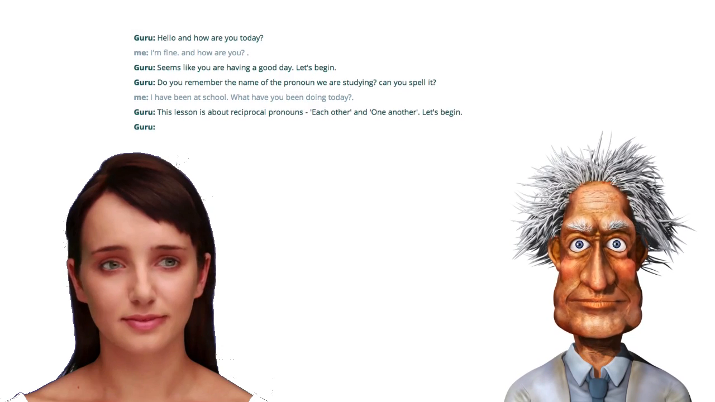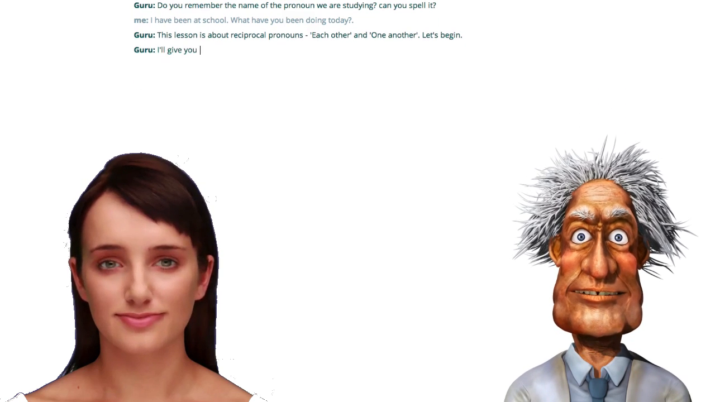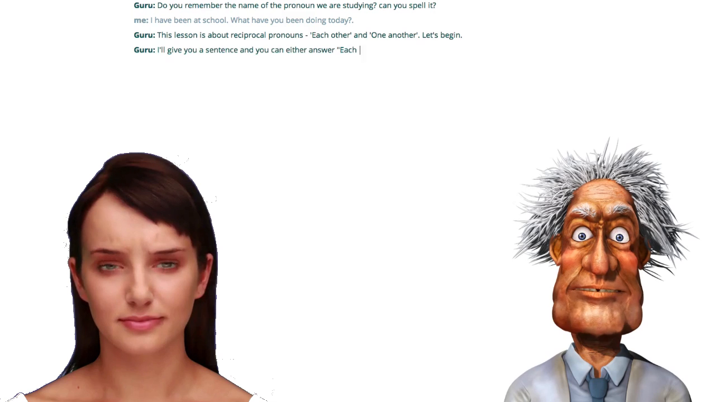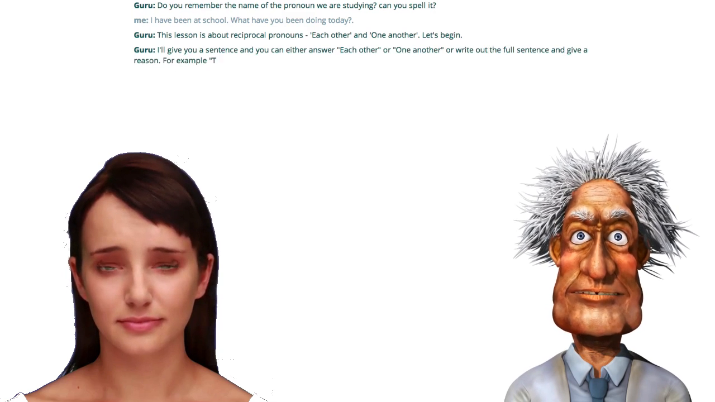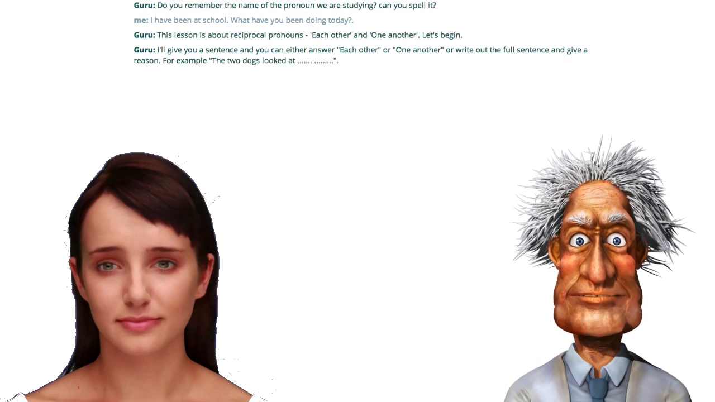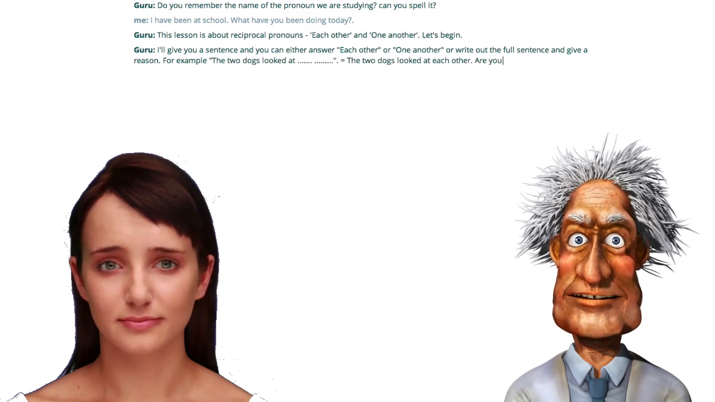Let's begin. I'll give you a sentence, and you can either answer each other or one another, or write out the full sentence and give a reason. For example, the two dogs looked at. The two dogs looked at each other.